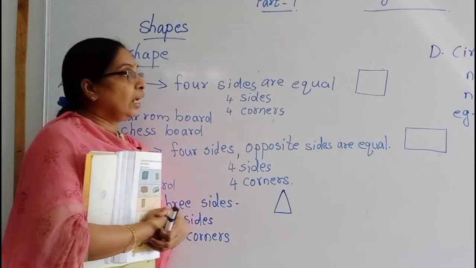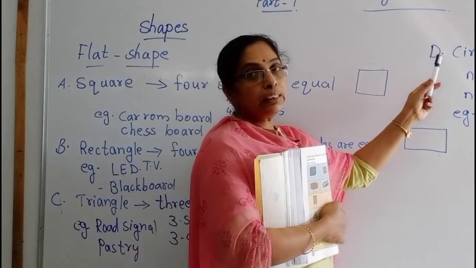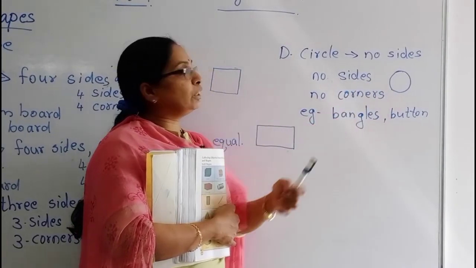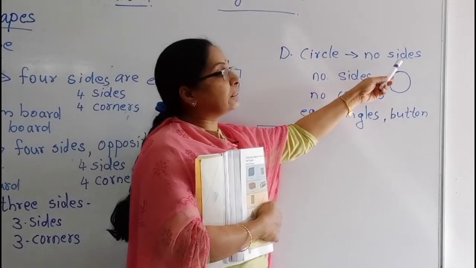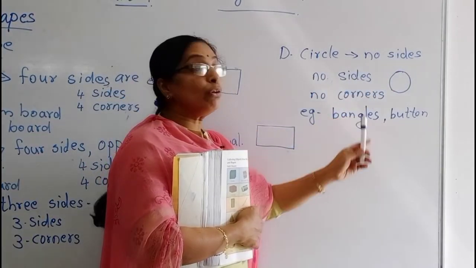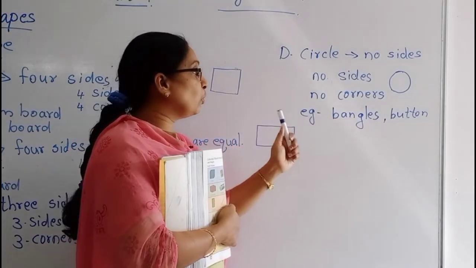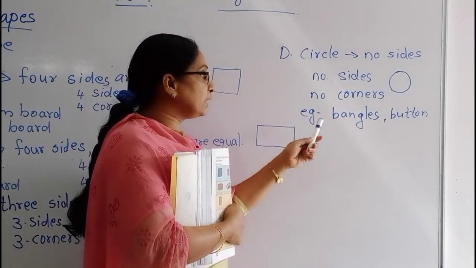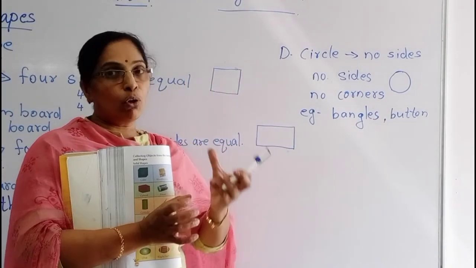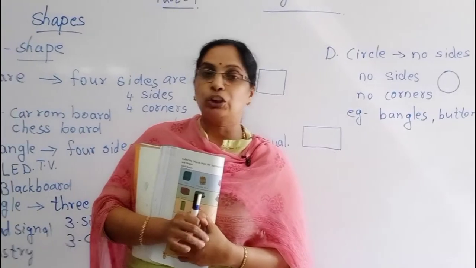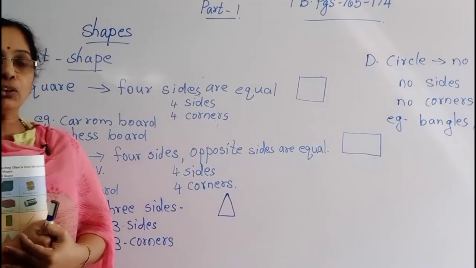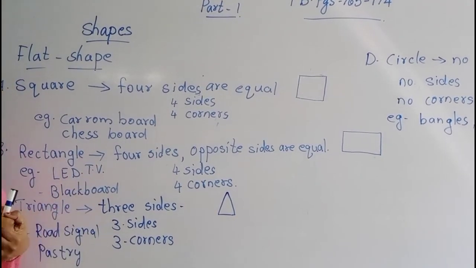The last one we discuss is the circle. Circle is the shape, this round shape. It has no sides. Circle has no sides and no corners also. The examples are bangles and button. Then ball also. These are the shape of circle, children. Now we understood the four shapes, mainly four shapes, many are there.